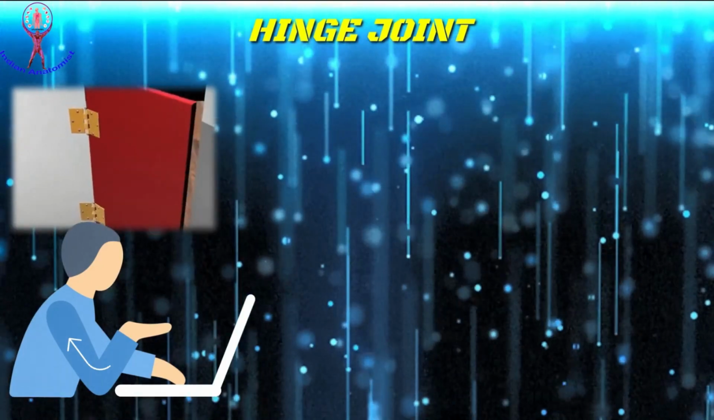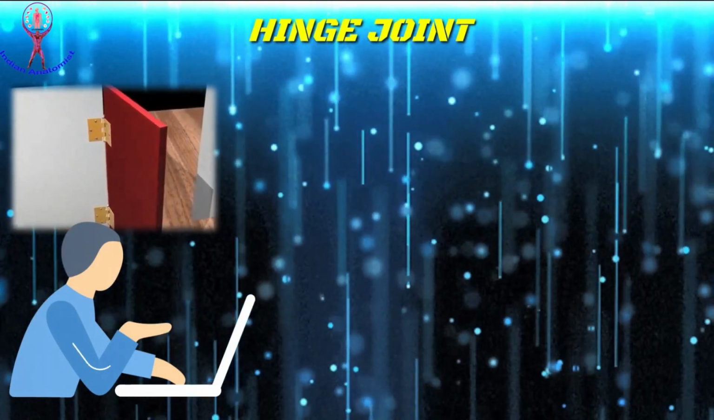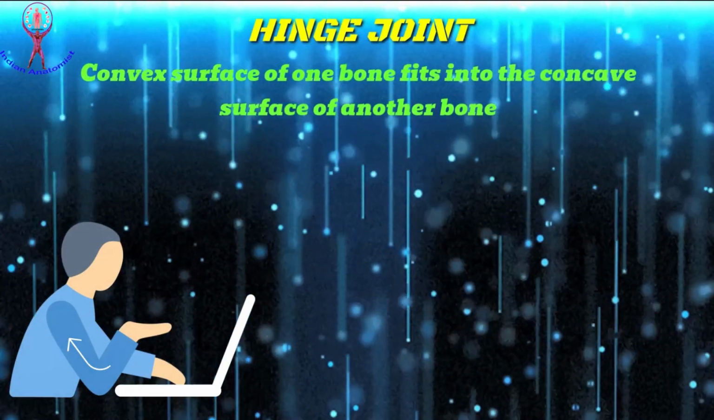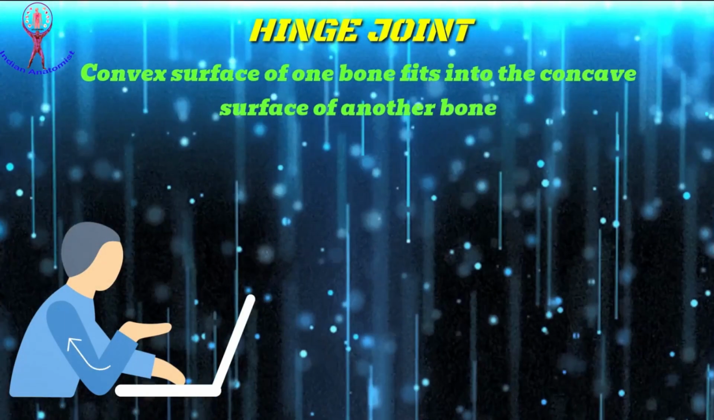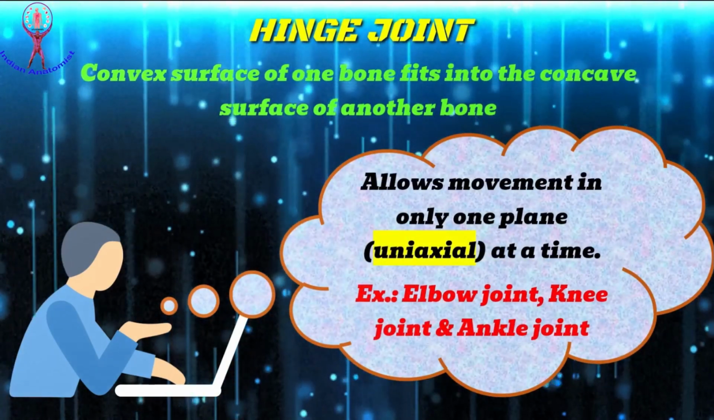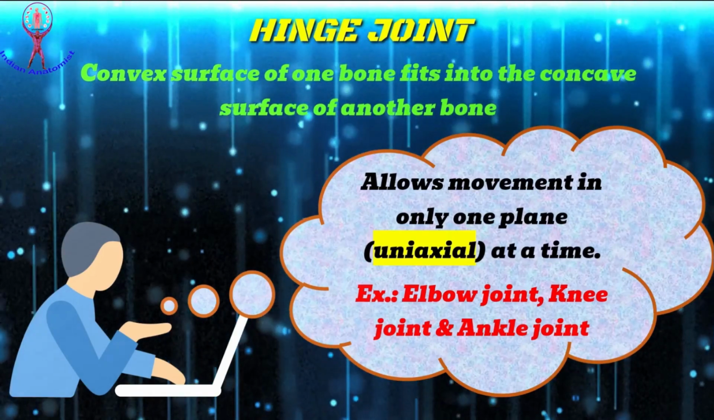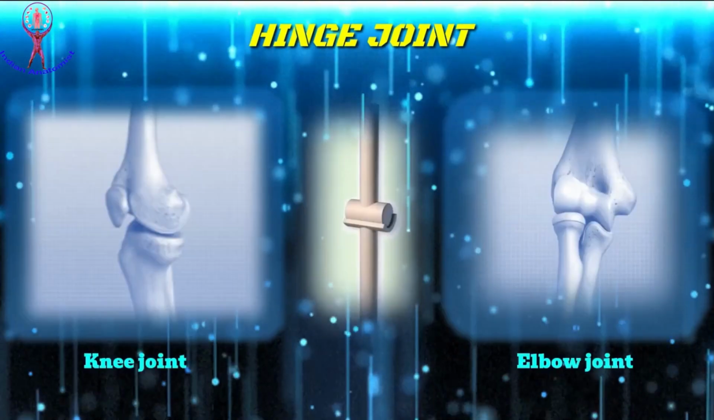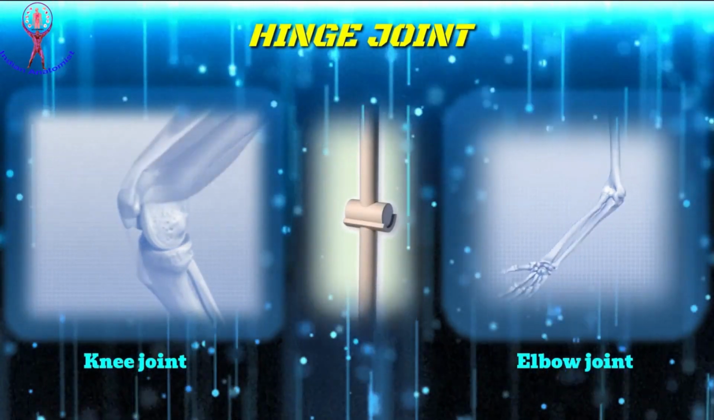Like door hinges, some of the human joints behave like hinges, that is, the convex surface of one bone fits into the concave surface of another bone. Hinge joints allow movement in only one plane, or uniaxial, at a time. The commonest examples are the elbow joint, knee joint and ankle joint. Some examples of hinge joints.